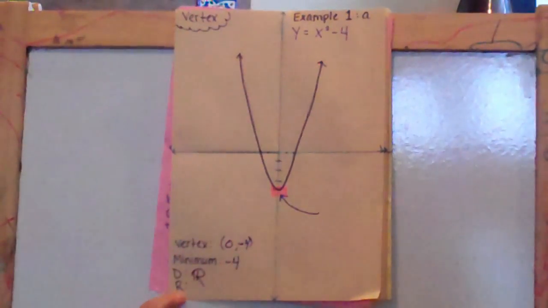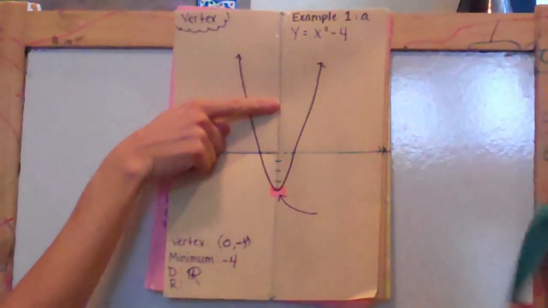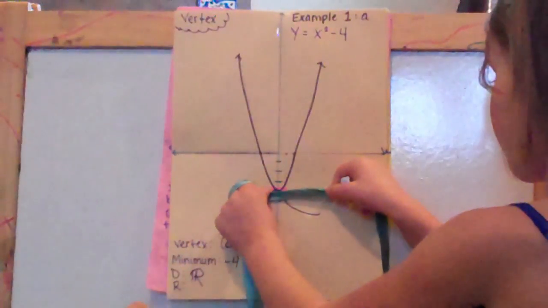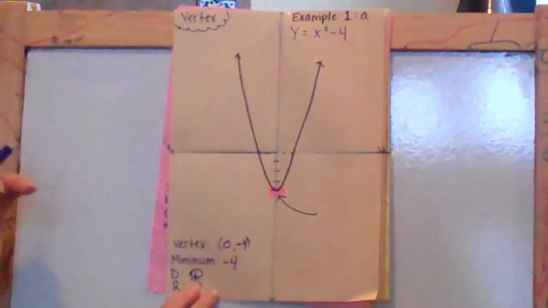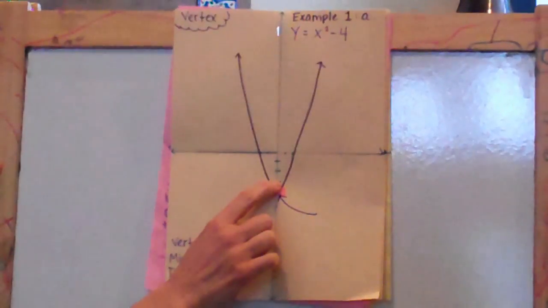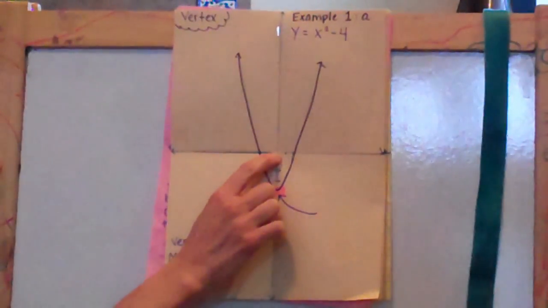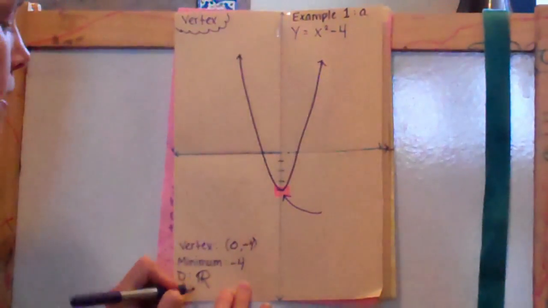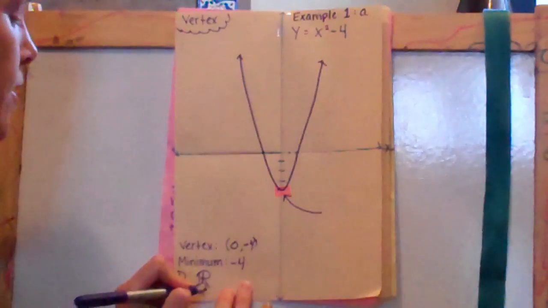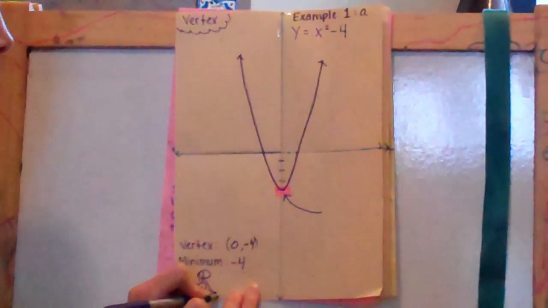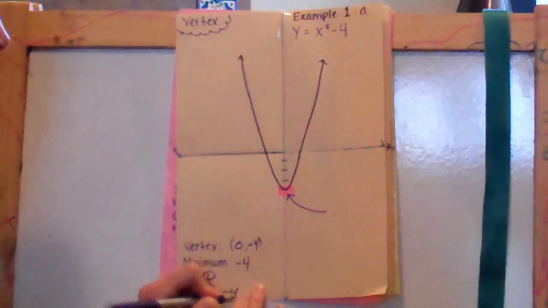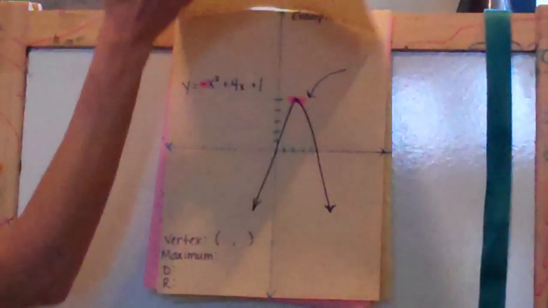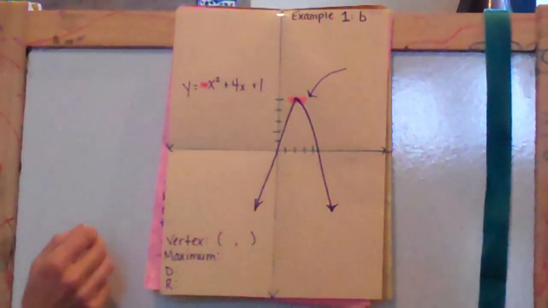On your range, your y values, what is the lowest point your y will go? And that is -4. So that tells me that it can go -4, but it can go up to -3, -2, -1, 0, and on and on and on. So your range then becomes all real numbers that are greater than or equal to -4. They can't go below -4. And you're done. So let's go on to example 1b.